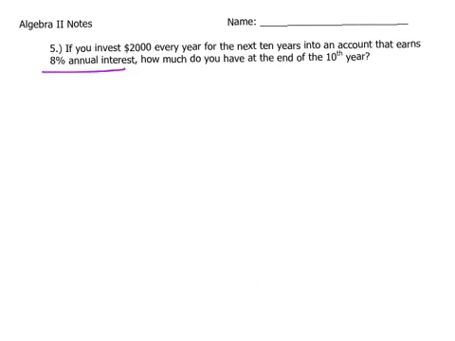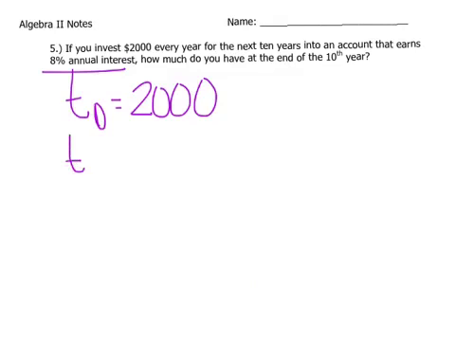All right, so first of all, we need T sub 1. What do you think it is? 2,000? It's not 2,000. Guys, listen, T sub 0 is the 2,000. That's what you put in at the very beginning of the time. After the first year, you get the interest.